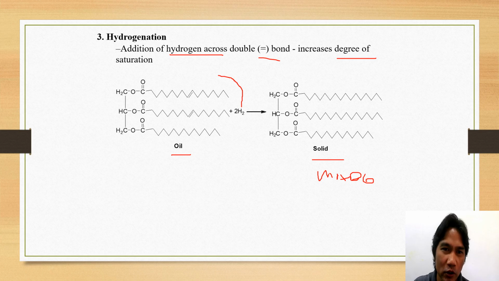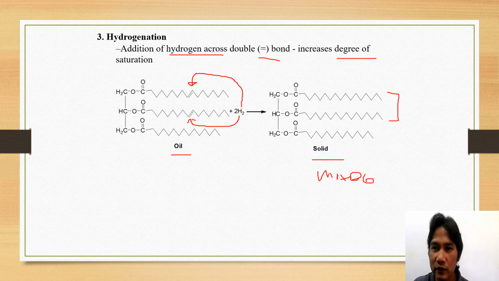So the hydrogen molecules are added to the double bonds. As a result, there will be no double bonds here. This becomes saturated. As I said earlier, saturated fatty acids tend to be solid because of greater, higher intermolecular attraction.